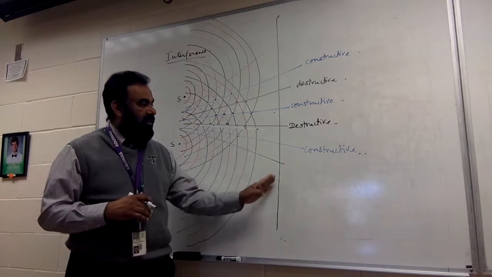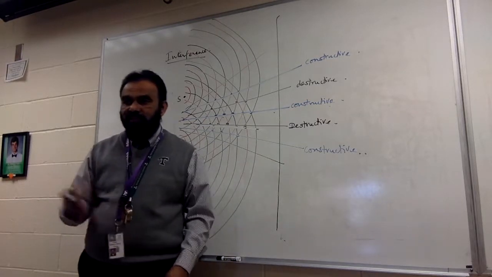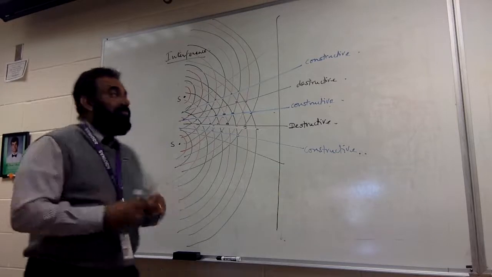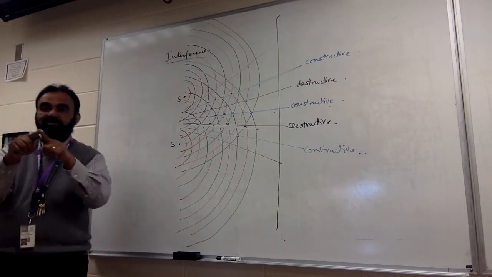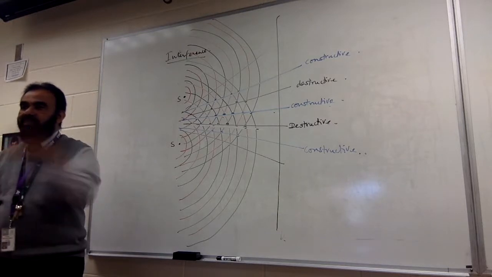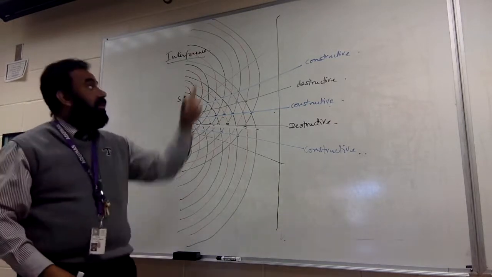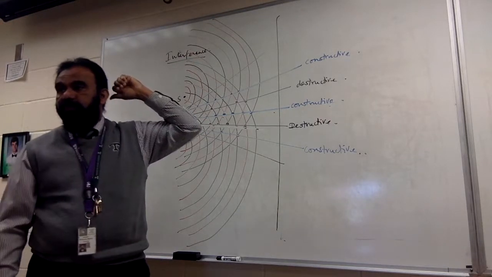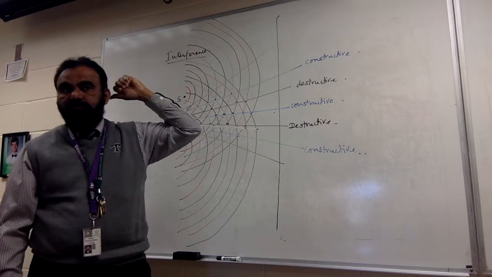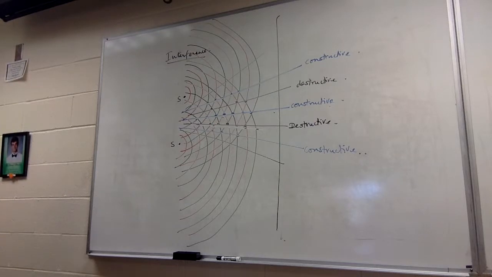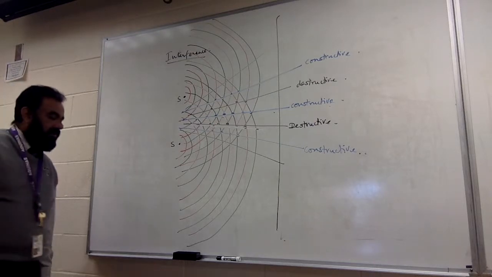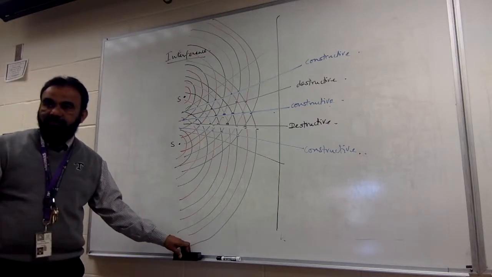So why are these sound intensities changing at different points? Because these two sources are sending waves, and at different points they meet constructively and sometimes they meet destructively, and that's what causes interference. You get it? This is called interference. The two waves producing constructive and destructive.